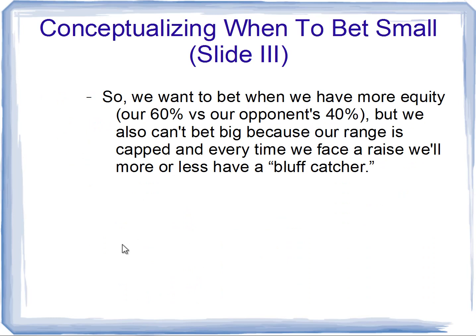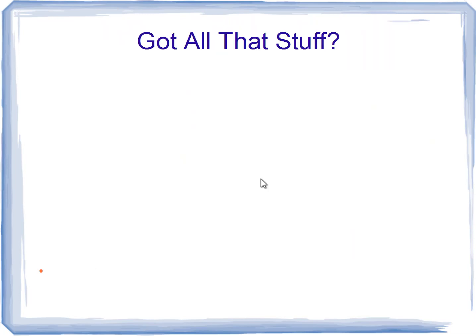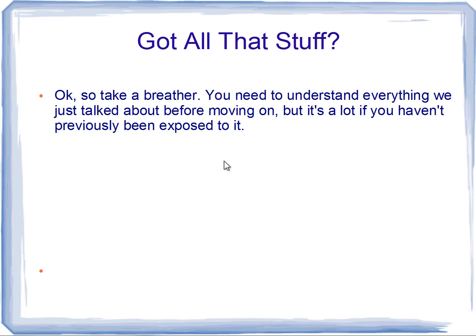We can't bet big because every time we face a raise, we have a bluff catcher, so we want to bet small. But the small bet can be better at denying a teeny weeny bit of equity and making the pot just a teeny bit bigger on average than checking does. And overall, that can have a higher EV, even if we have a really capped range. Okay, so hopefully everything's clear at this point. If not, take a breather, maybe rewatch the last 5 minutes, and just make sure you got it.